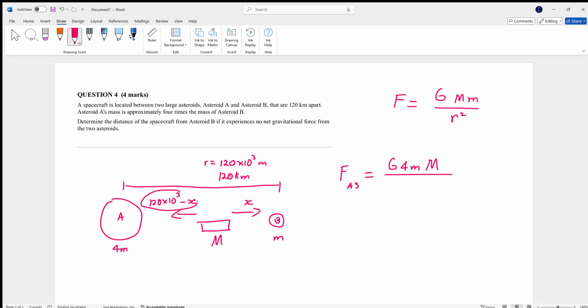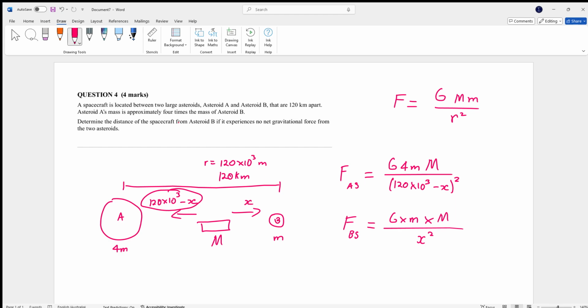So the distance squared would be 120 times 10 to the 3 minus x, all squared. Now we also have the force of attraction between asteroid B and the spacecraft, which is the gravitational constant times the mass of the asteroid times the mass of the spacecraft divided by the distance between them, which is just x in this case, getting squared.